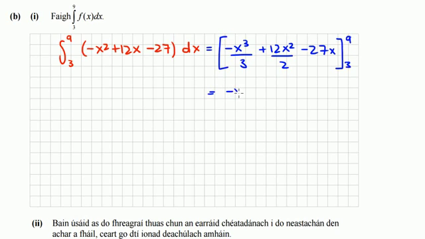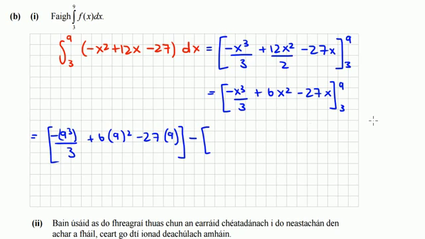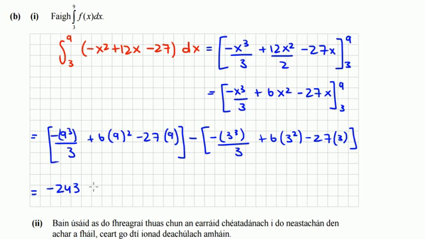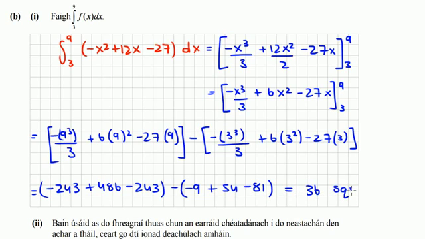So I'm just going to simplify. And now I'm going to substitute in 9 to the first bracket, and now substituting in 3. So when we simplify, we're going to get minus 243 plus 486 minus 243, minus (minus 9 plus 54 minus 81). That's just going to give us 36 square units.